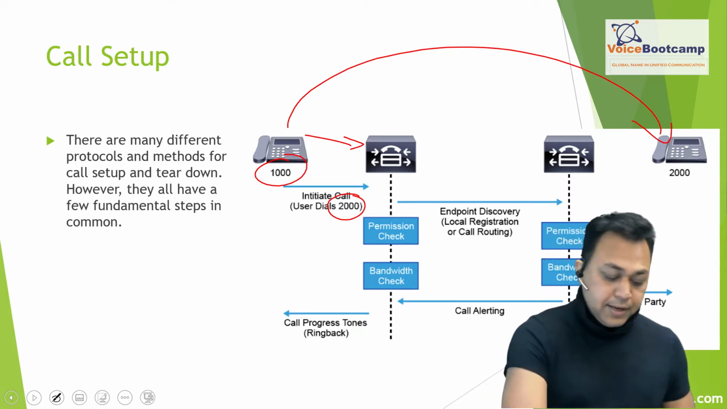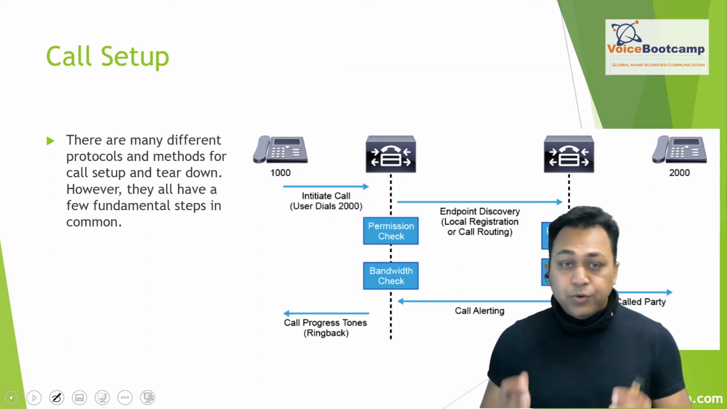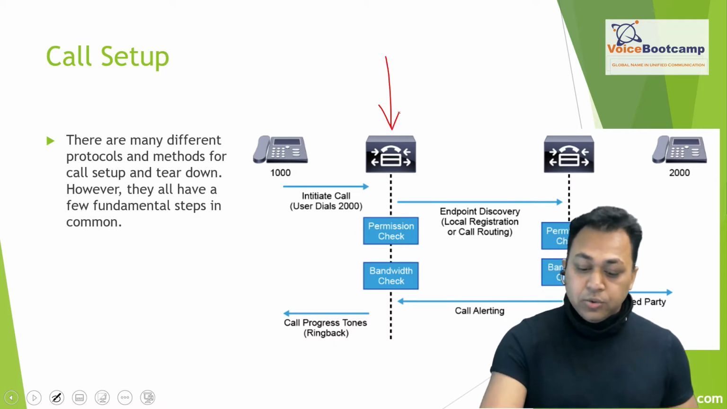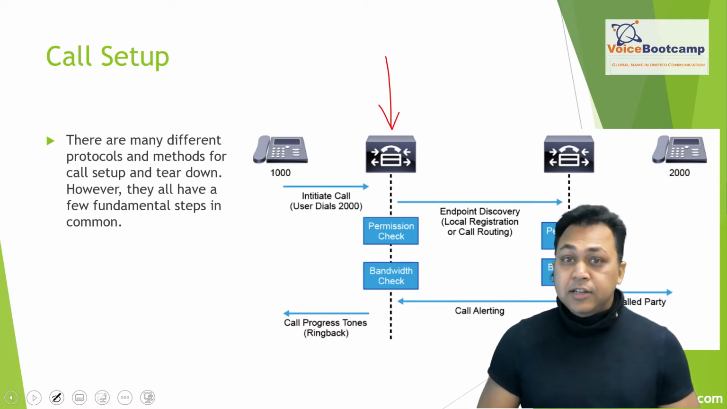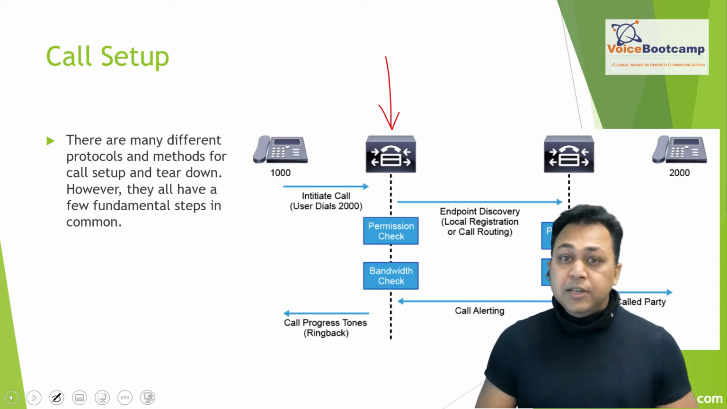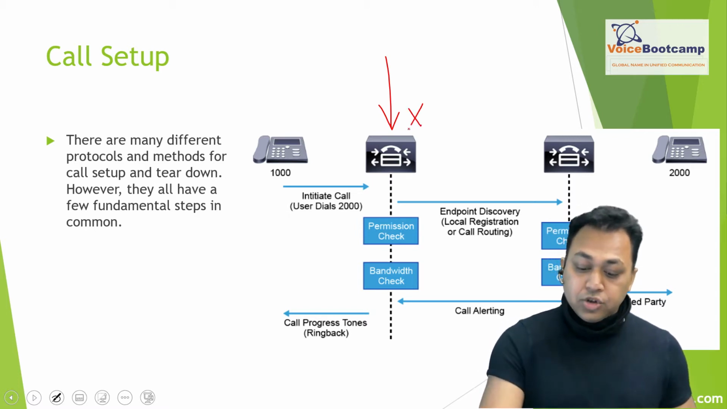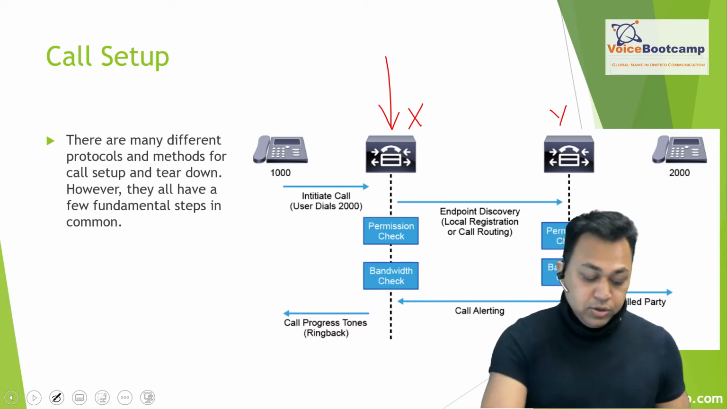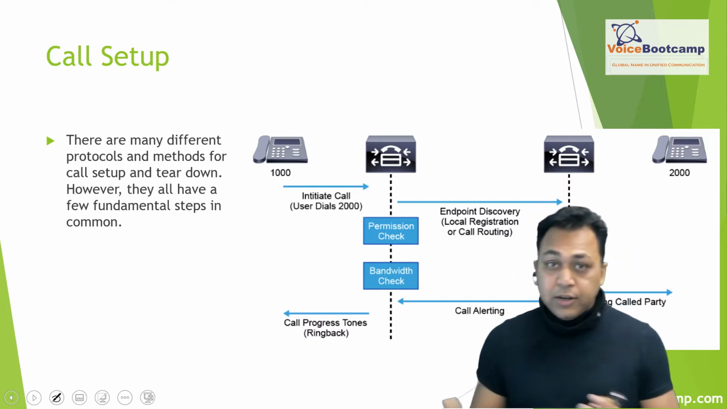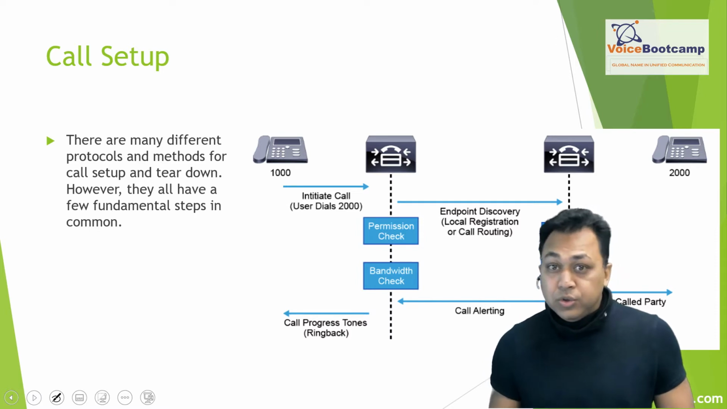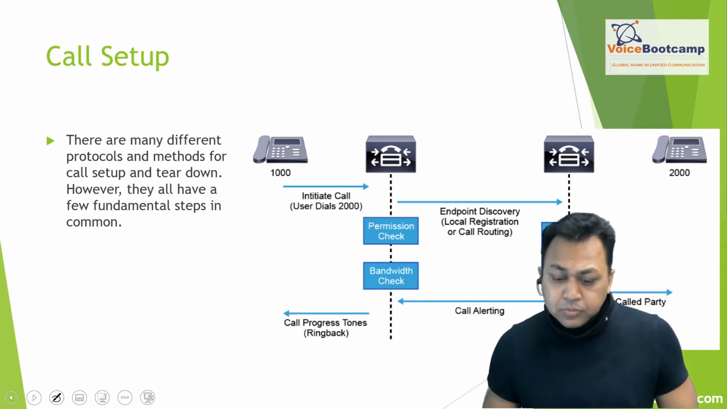Now, once that part is done, your next step is endpoint discovery. The call control agent, which is the call manager right here, then needs to identify the location of the number that you dialed, in this case the called party. This endpoint could be registered locally to this call manager X, or registered remotely to call manager Y. So the call manager needs to understand where this device is located. It might require a routing configuration to route the call to a remote destination.